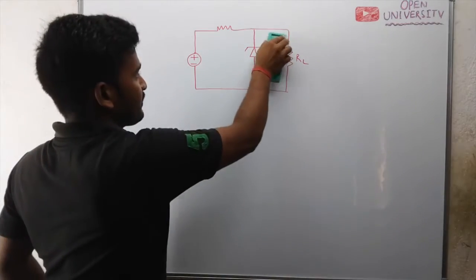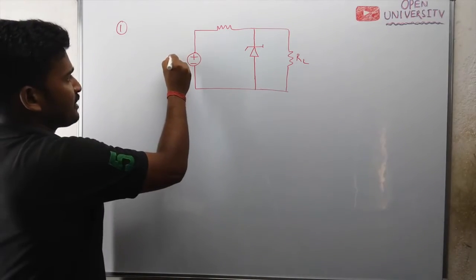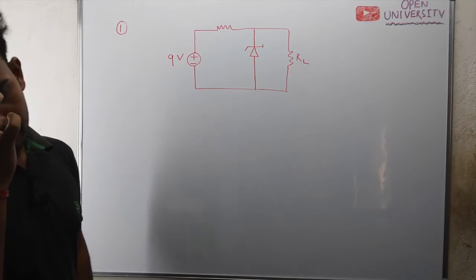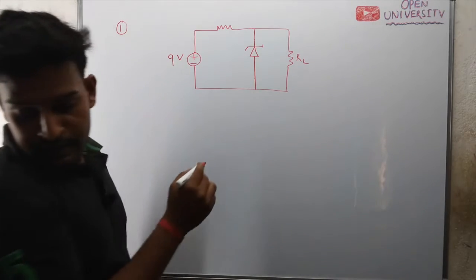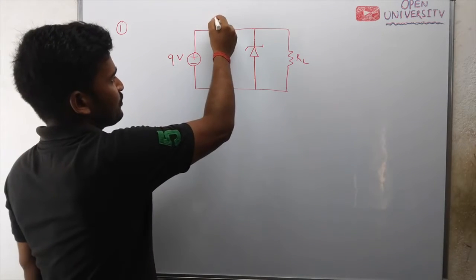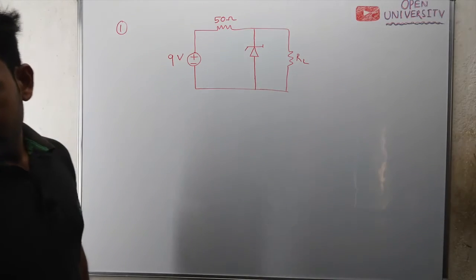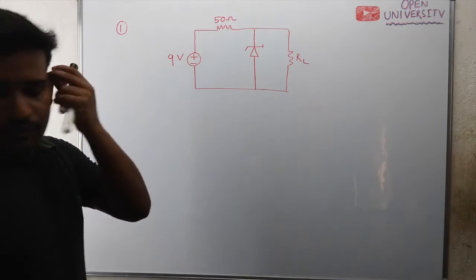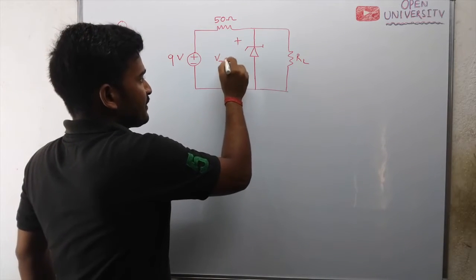So what are the data given? Data given is Vs is 9 volt, and RL is not given. This resistance is 50 ohm. The Zener breakdown voltage, that is Vz, is given to be 6 volt.